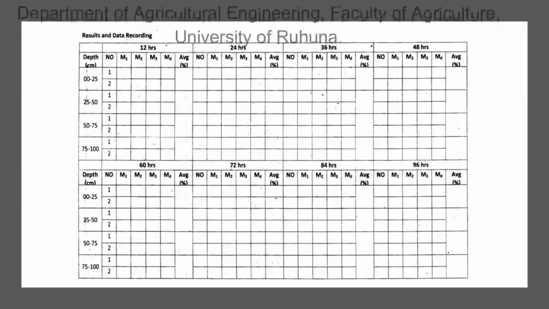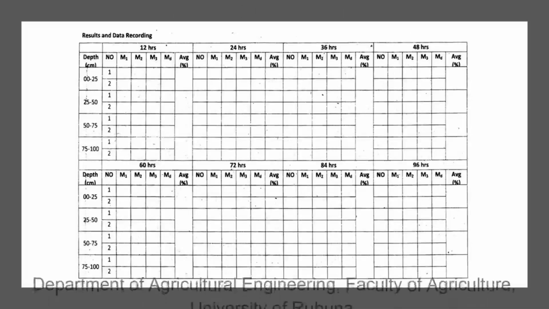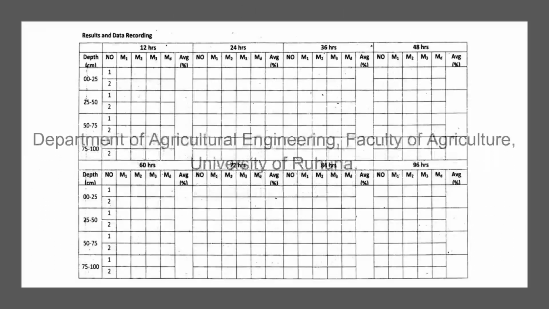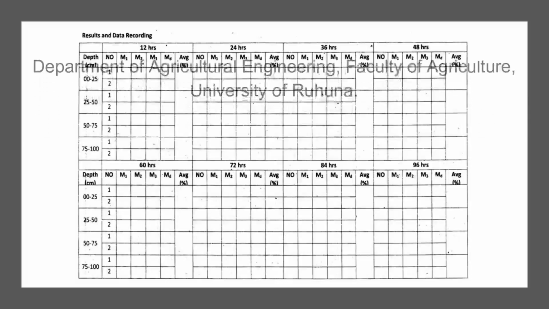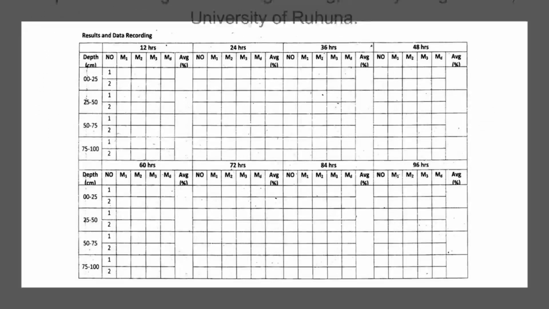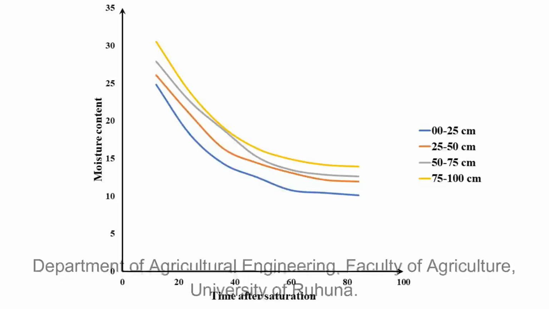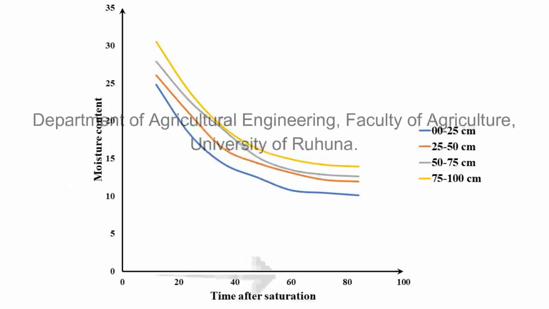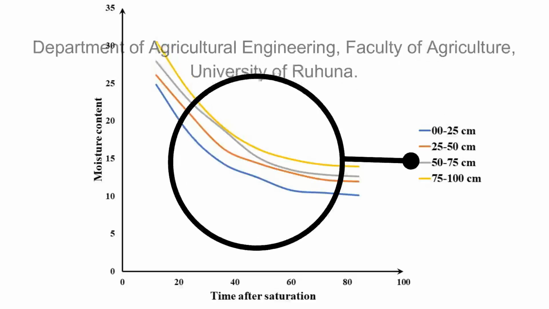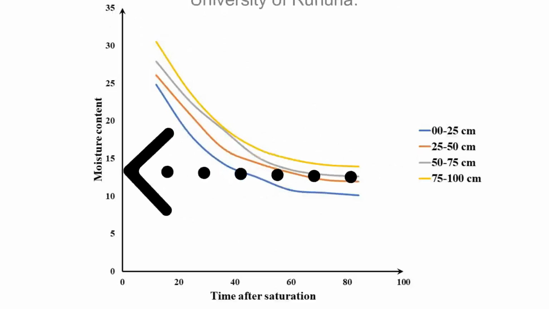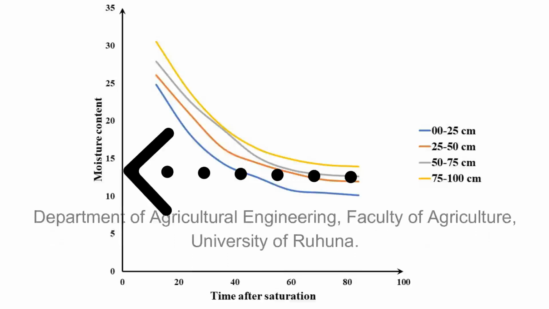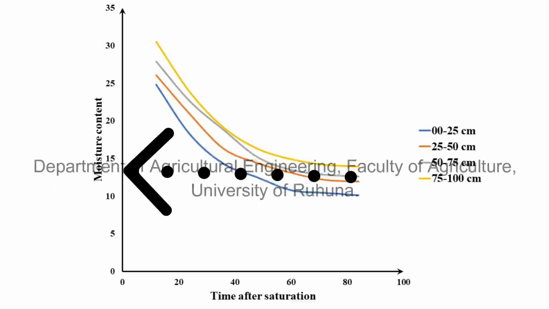Then the moisture percentage of each depth is calculated, and the average moisture percentage is obtained from replicates for soil samples taken at 12 hour intervals. Then we have to plot the graph of moisture content versus time for each layer like this. The lowest value of each layer of the soil represents the field capacity of that layer.